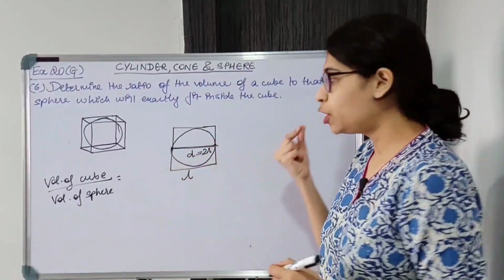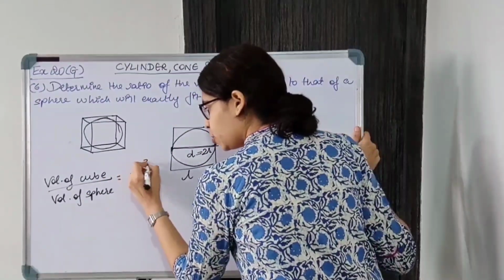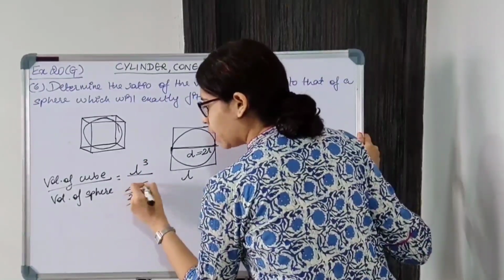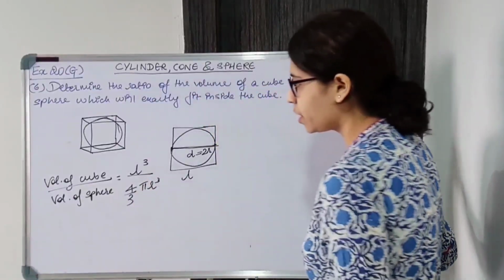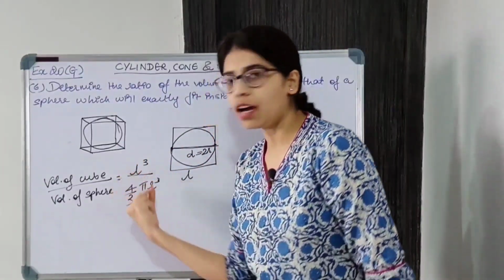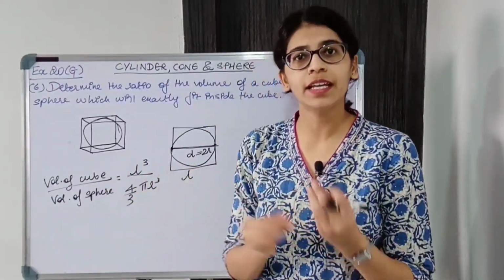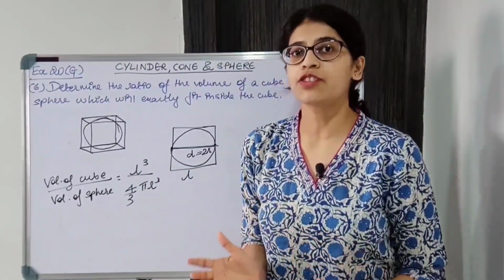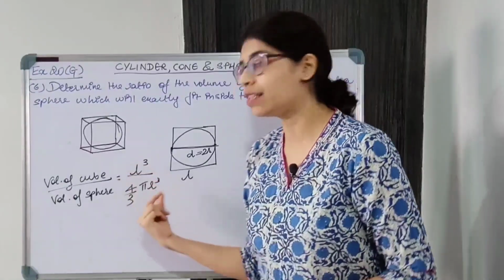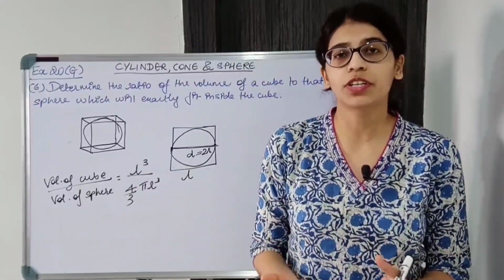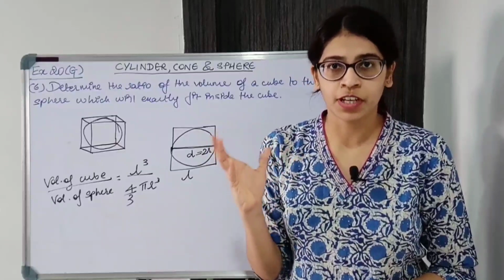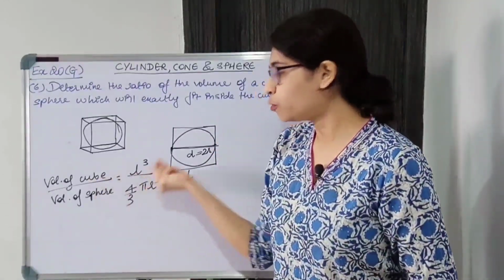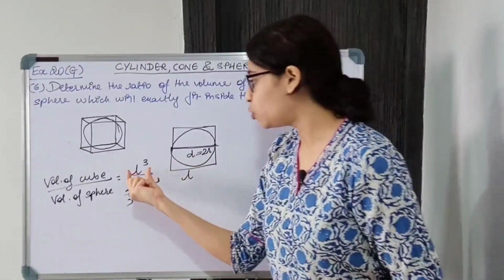What is the volume of cube? It is L cube, and volume of sphere is 4/3 pi r cube. So we have to relate L and R somehow. Only then you can get it cancelled. Because we have to find the ratio, obviously we have to cancel out the alphabets, only to get the number. So volume of cube is L cube and this is 4 by 3 pi r cube.